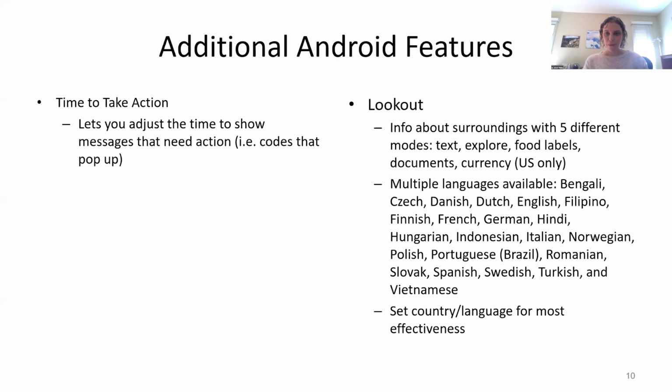I'd like to see that list grow longer, but it's not bad. They're moving in the right direction with the languages that can communicate that Lookout information. And I imagine they will add more currencies besides US once they get a little bit more sophisticated in the software. And they do encourage you to set your country and your language to get the most effectiveness, especially with things like food labels and document reading. So you actually get it read accurately in the language.